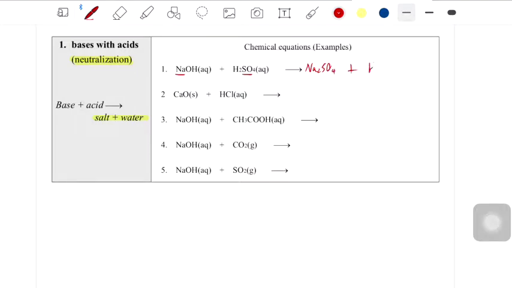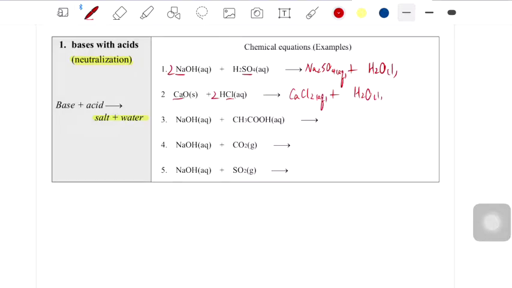with water. Make sure you balance the equation and also consider whether the product, the salt formed, is soluble or insoluble. For the second one, again, the salt would be the metal from the hydroxide or the oxide, and then the anion from the acid. So the product would be calcium chloride plus water. And balance, and then state symbols.